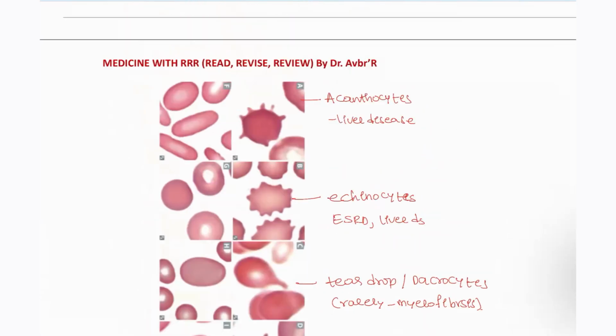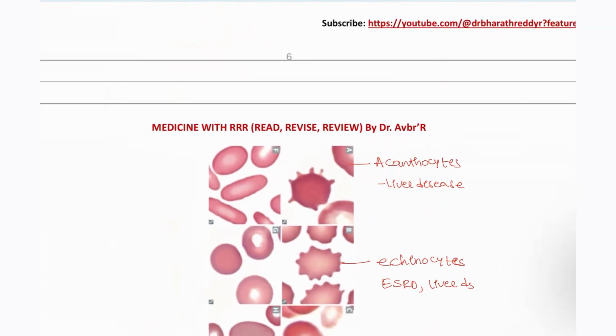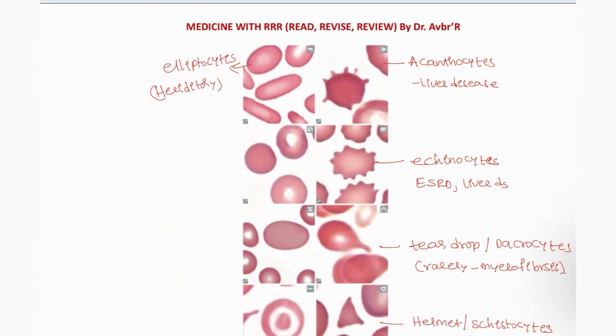Next, coming to the elliptocytes. This is known as elliptocytes. So elliptocytes are seen in the hereditary form only. Okay. Another type of the hereditary condition we are going to see. Next, these are the spherocytes. Okay, these are known as spherocytes, commonly seen in hemolytic anemia and hereditary spherocytosis.